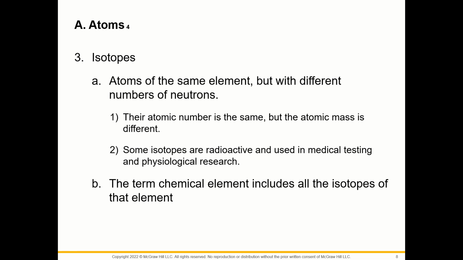Isotopes are atoms of the same element but with different numbers of neutrons, like I had said with the carbon earlier. Their atomic number is the same, but the atomic mass is different. Some isotopes are radioactive and used in medical testing and physiological research. The term chemical element includes all of the isotopes of that element.